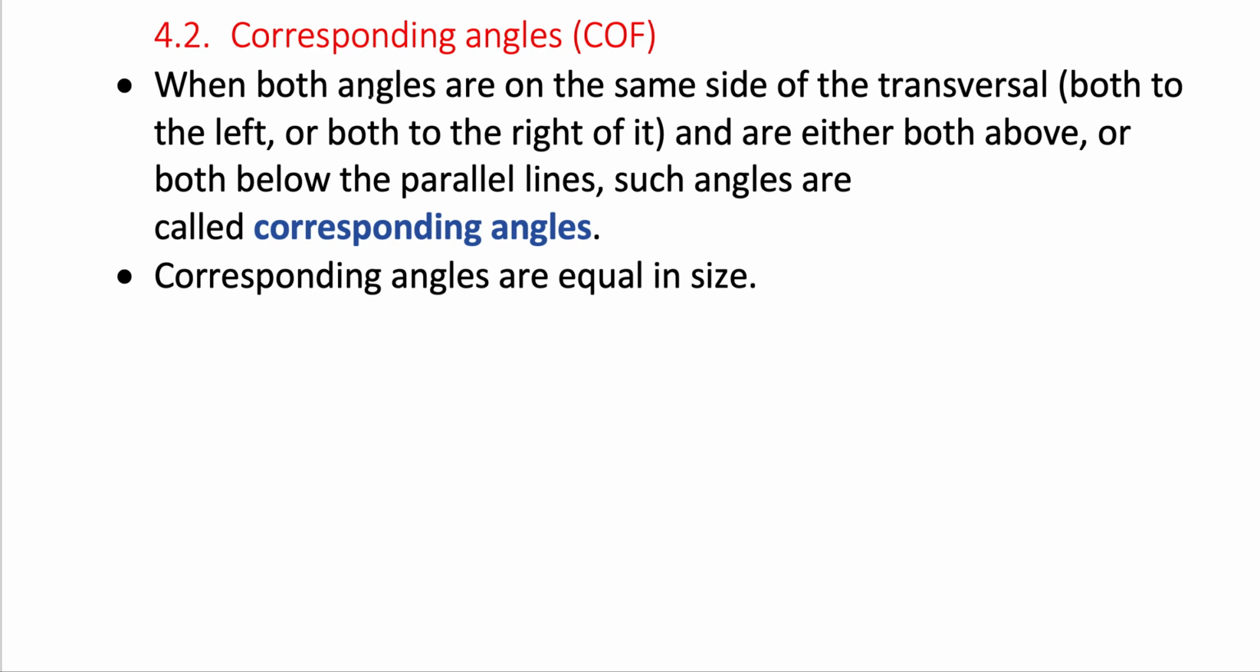But when both angles are on the same side of the transversal, both to the left or both to the right of it, and are either both above or both below the parallel lines, such angles are called corresponding angles. Corresponding angles are equal in size. Again, this is super important, so please write it down in your notes and highlight it.